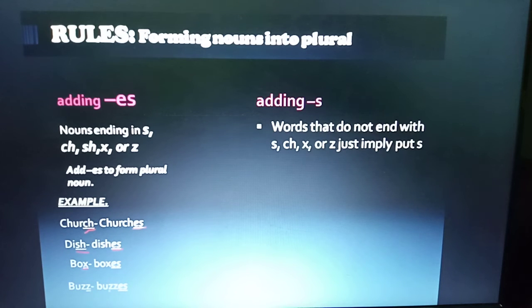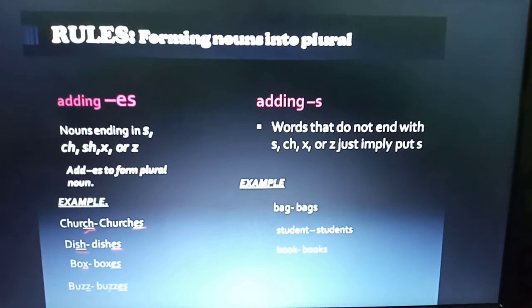Next is adding s. So simple. Words that do not end with s, ch, x, or z, just simply put s. For example, bag, bags, student, students, book, books. So those are some of the words that do not end with those things such as s, ch, x, or z, we just simply add s.